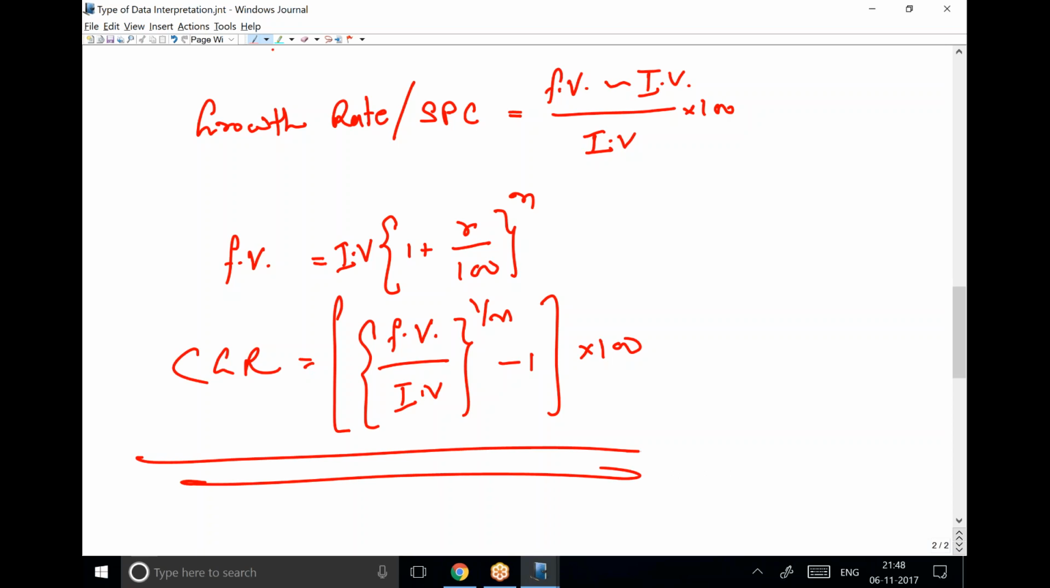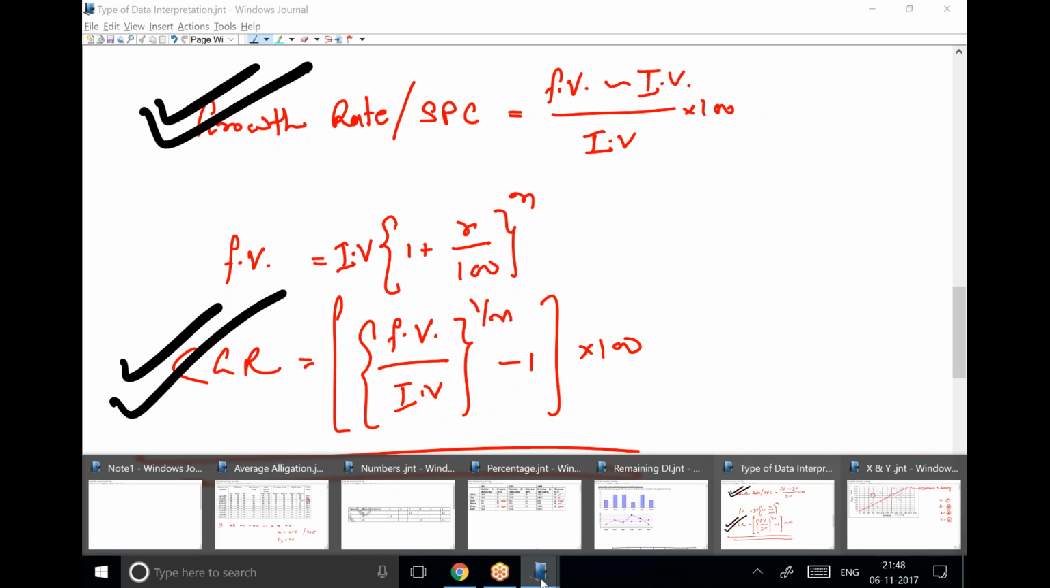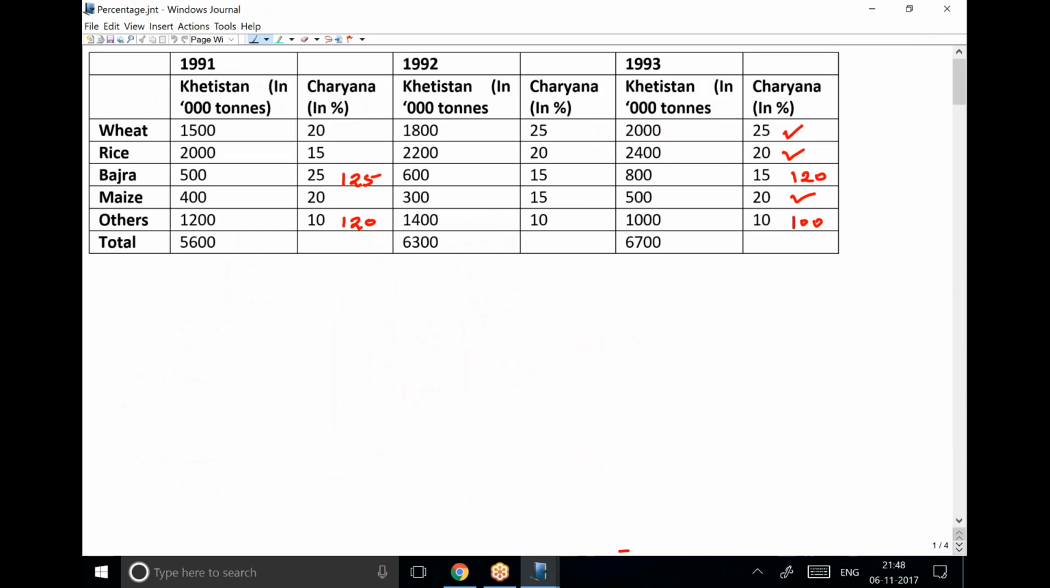So these are basic things. Simple growth rate we already know, compound growth rate we already know. If you're looking for SAGR, simple annual growth rate, then we can find it annually. Similarly, for compound annual growth rate, we can find it annually. These two are basic things you're supposed to remember while solving these questions. So let's start with percentage and basic questions over percentage.